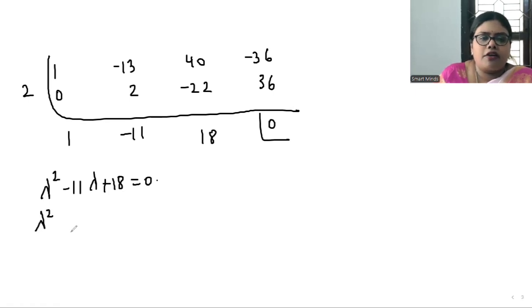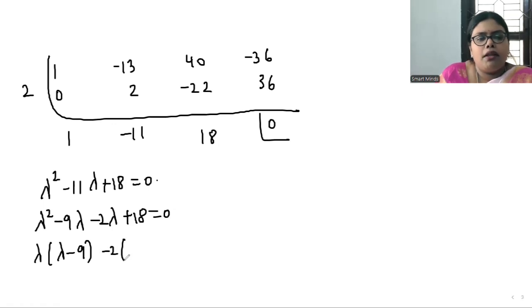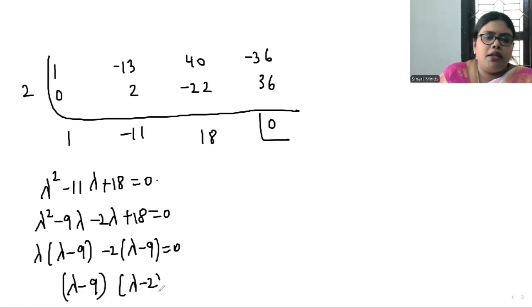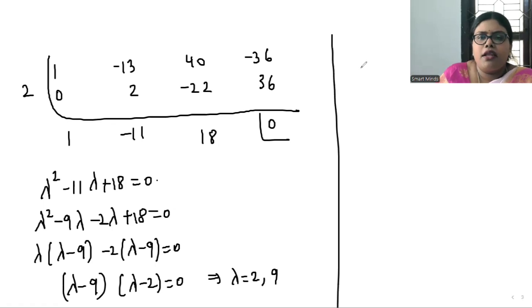Now here we need to factorize. Minus 9 lambda minus 2 lambda plus 18 is 0. Lambda common, lambda minus 9, minus 2 common, lambda minus 9 is 0. So lambda minus 9 into lambda minus 2 is 0. So that is lambda is equal to 2 and 9. So finally we can conclude, therefore eigenvalues are 2, 2, 9.